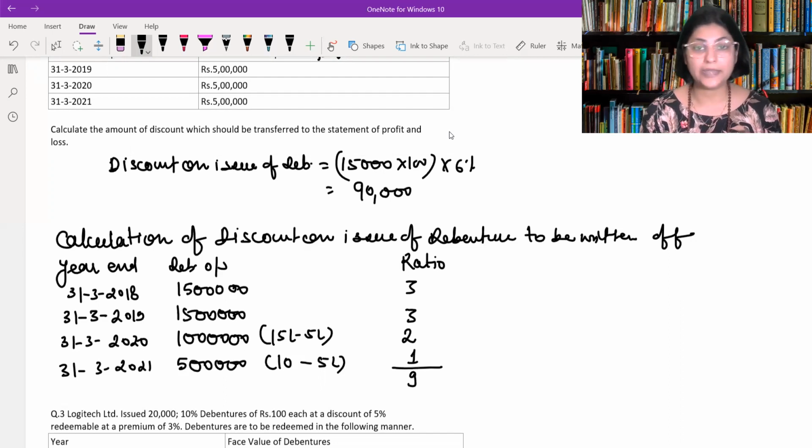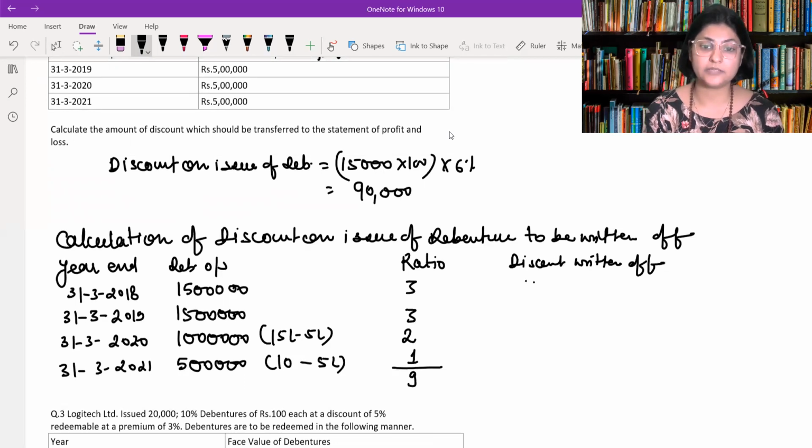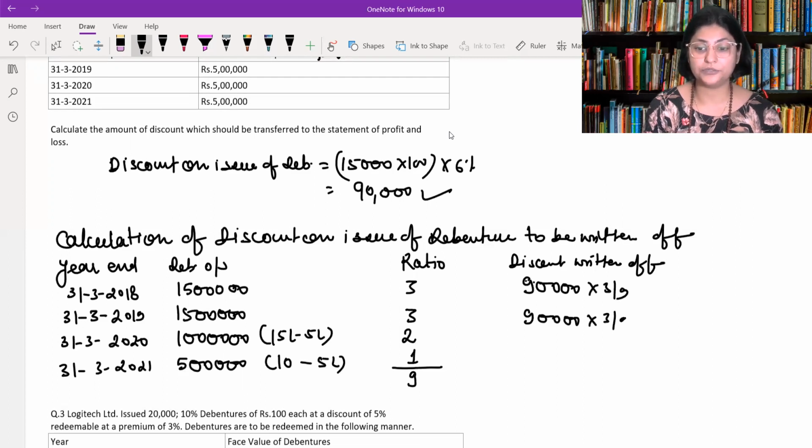Now I'm going to write off my discount on issue of debenture, and my discount on issue of debenture will be discount written off. The total amount 90,000, which I calculated over here, will be written off in this ratio: 90,000 into 3 by 9. I'll write down everything and then write down the amount. 90,000 into 3 by 9, here 90,000 into 2 by 9, and 90,000 into 1 by 9.